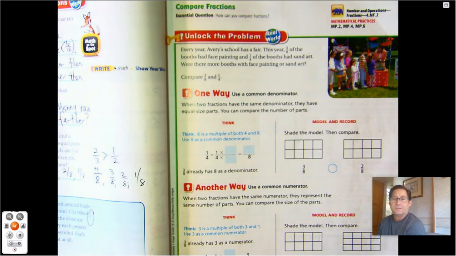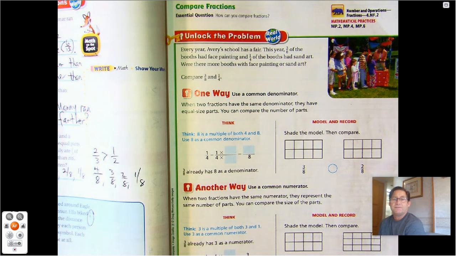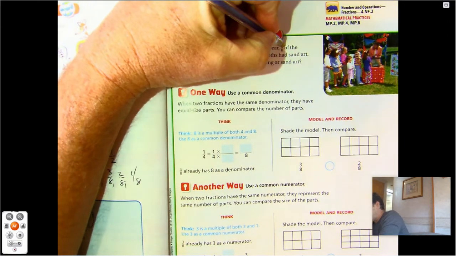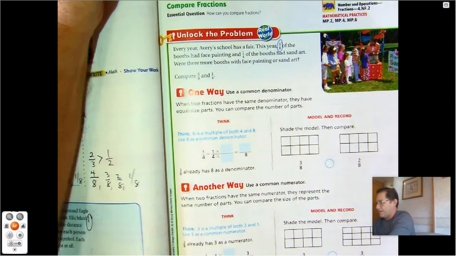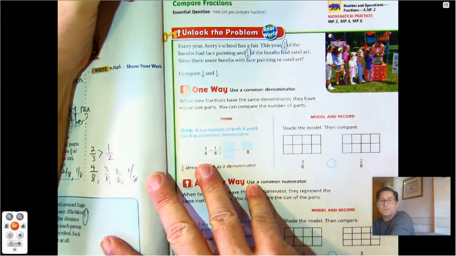So every year, Avery School has a fair. 3/8 of the booths had face painting and 1/4 of the booths had sand art. Were there more booths with face painting or sand art? So we know 3/8 of the booths had face painting, and we know 1/4 of the booths had sand art.